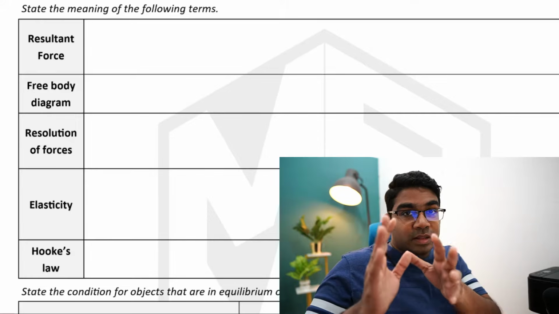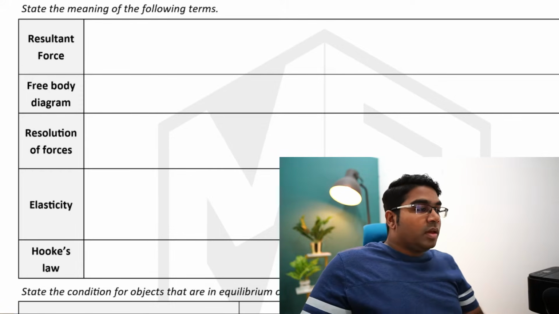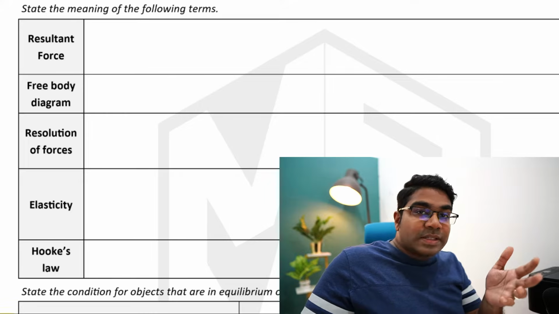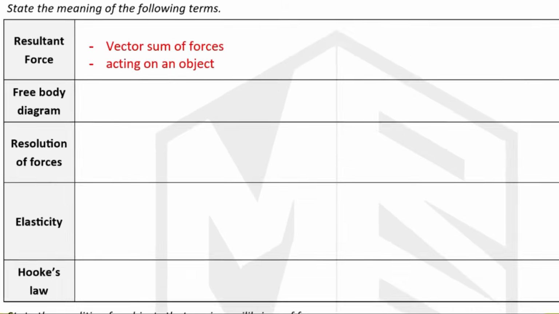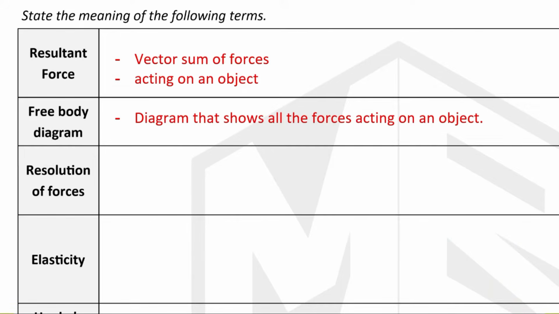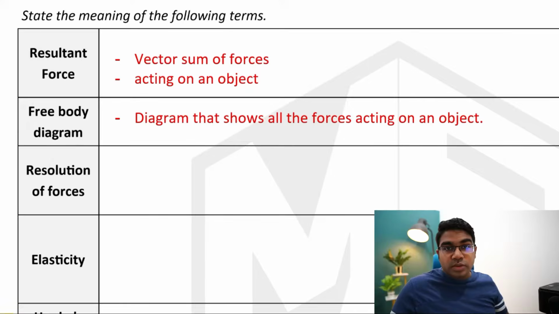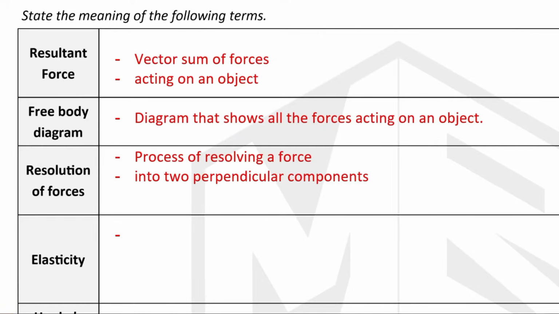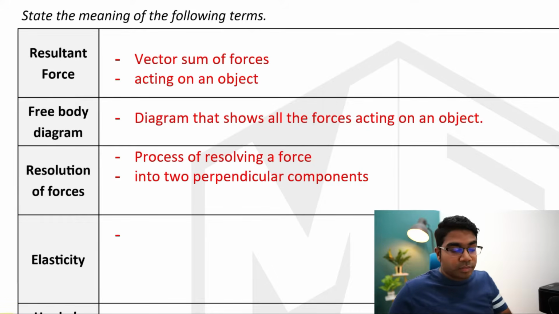First, let's define the main terms in this topic. Resultant force is simply the vector sum of forces acting on an object. A free body diagram is simply a diagram that shows all the forces acting on an object. Resolution of forces is the process of resolving forces into two perpendicular components. We'll look at it in more detail a bit later.